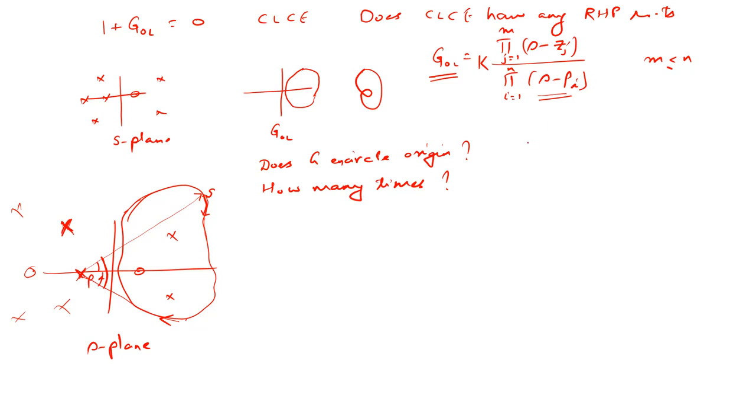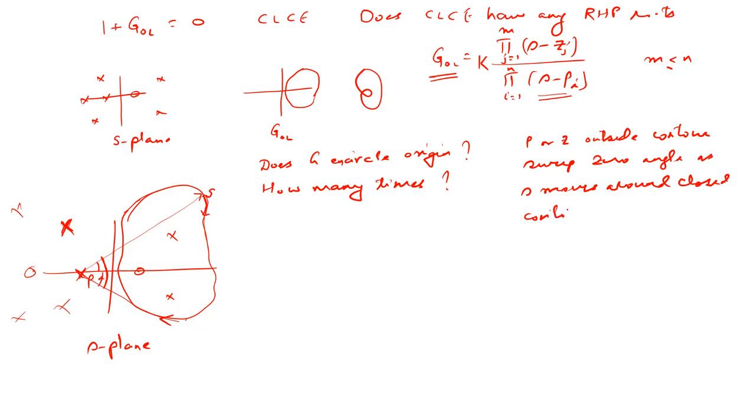So poles or zeros outside the contour sweep zero angle as S moves around the closed contour once. Okay, so that's point number one.